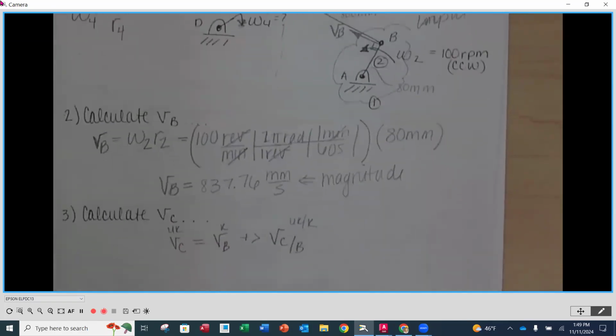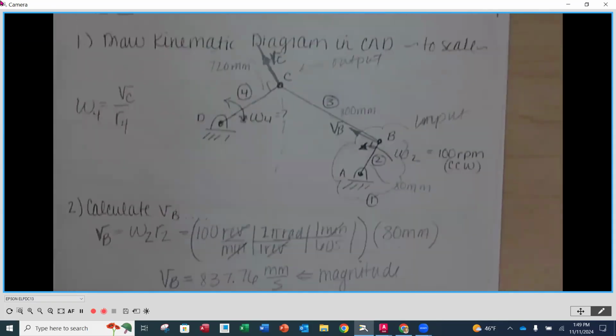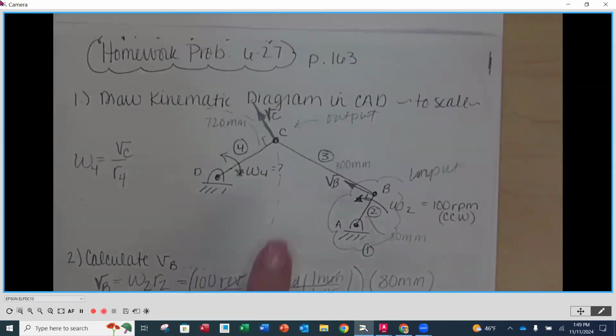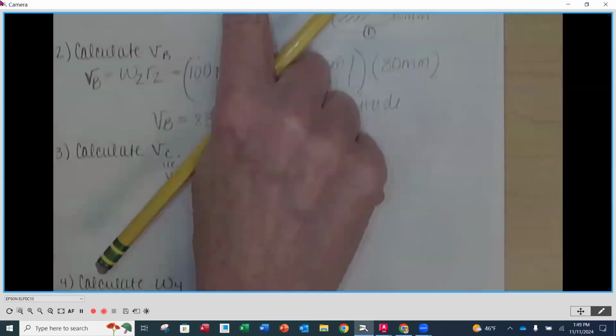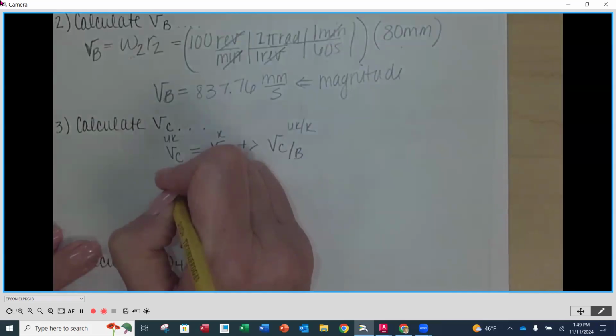Now, let's peek down here. We already knew that we needed to use our relative velocity equation. So let's check to see what we know and what we don't know, looking at each one of these vectors in terms of magnitude and direction. Do we know the magnitude of the velocity of C? No. Actually, that's something we're going to find. So we're going to put a circle there.